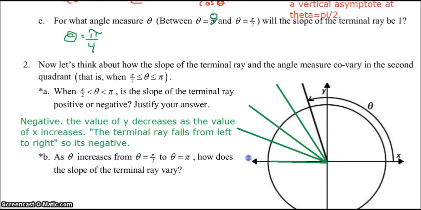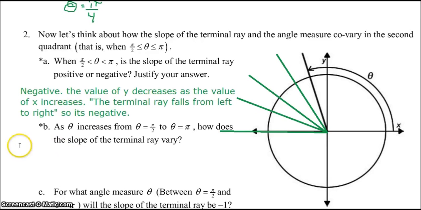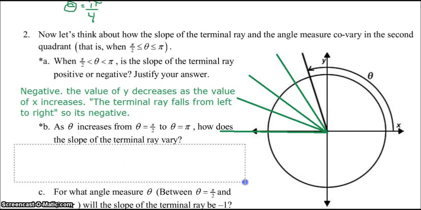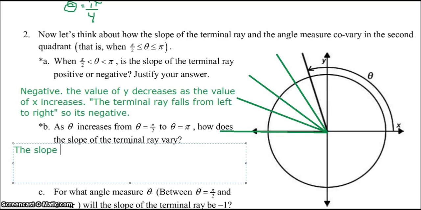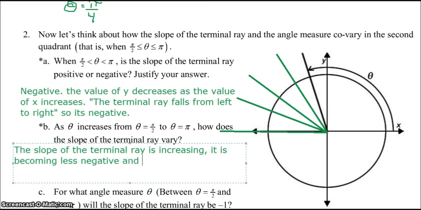As we go to pi, like here, the slope is actually 0. But up here, we have a very negative slope. So the slope is actually increasing. The slope of the terminal ray is increasing. It is becoming less negative and approaches 0.